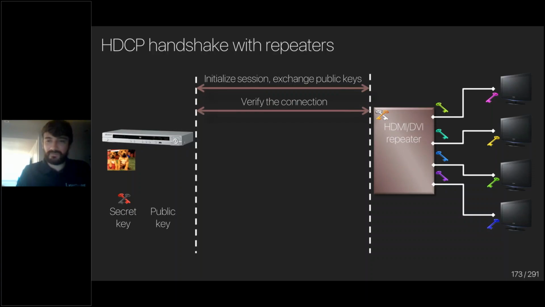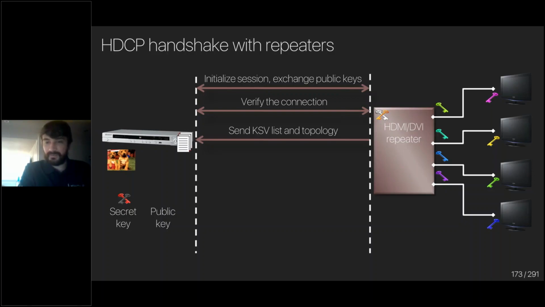Source verifies the connection, which is checking the common secrets, and then it checks whether the connected device is a repeater or not. In this case, it is a repeater, so it must collect the public keys of all the connected devices and report them back to the source. The topology of the system is also reported back. That's how many layers of cascading and what's connected to what. So the source now knows there are 2 levels, 1 repeater on the first level and 4 displays on the second level.